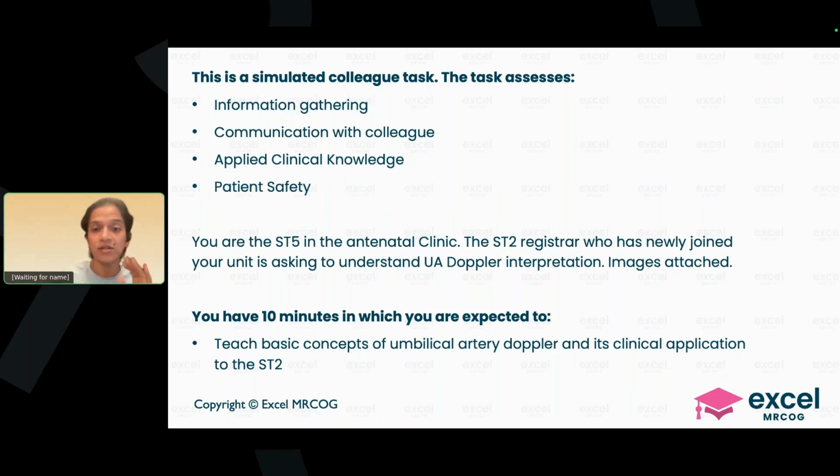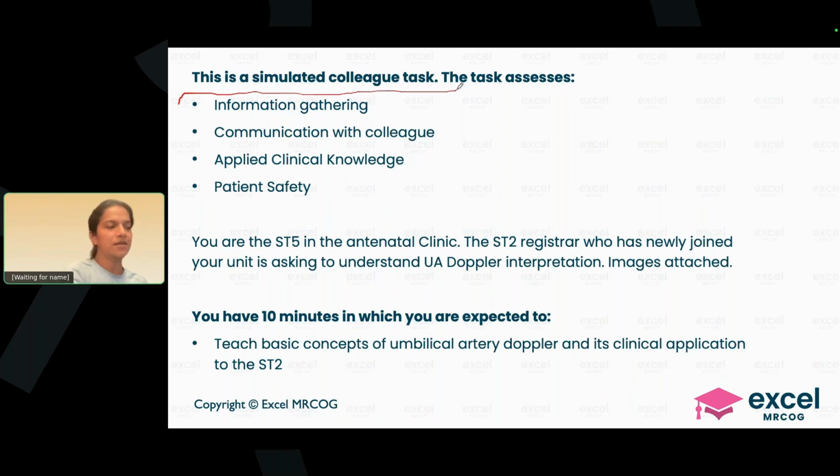But if it's a simulated colleague task, you're going to act like you're the ST5 posted in the labor ward. So you're going to say, hi, I'm the ST5, I'm posted here today on the labor ward. I believe you are the senior midwife. We could go through the labor ward board and discuss the management. This is how you're going to do it if it's a simulated colleague task. And again, I would emphasize it is important to note what task it is. This is the reason: the way you approach a task would be different.